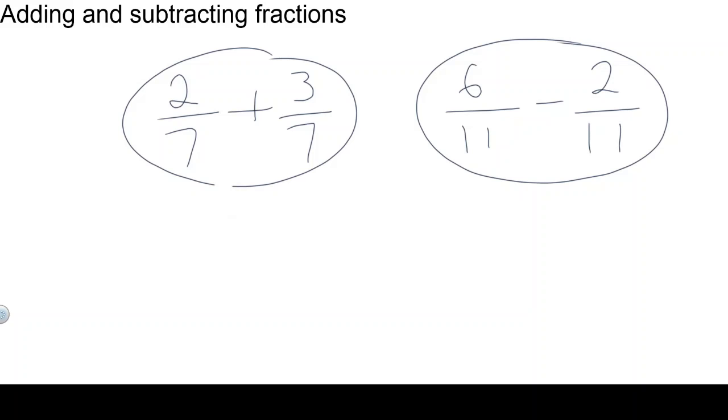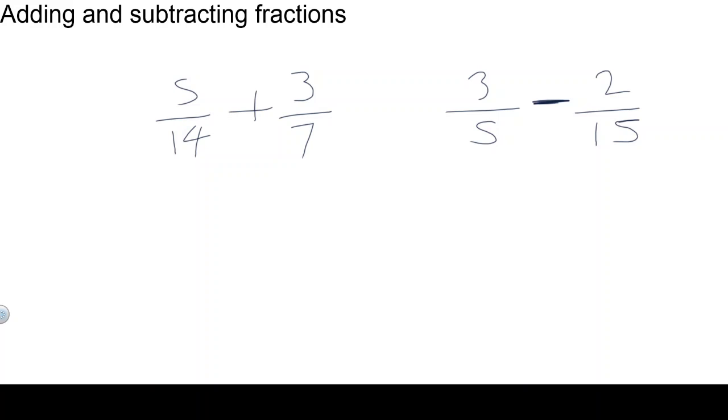Alright, when the denominators are the same, all you've got to do is copy the denominator across. So 7, and then just add the numerators. 2 add 3 makes 5. Same with this question, denominators are the same, so copy the denominator across and then just subtract the numerators. 6 take away 2 is 4. This only works because the denominators are the same.